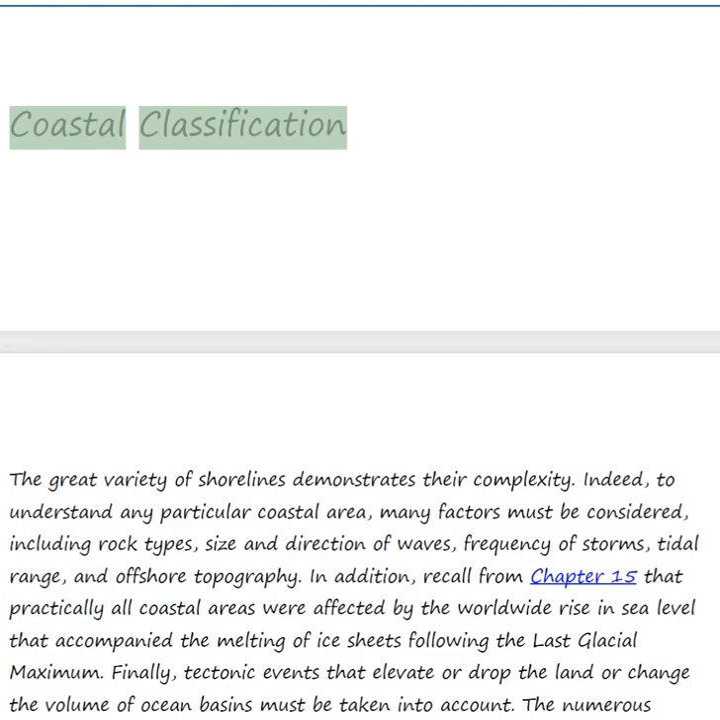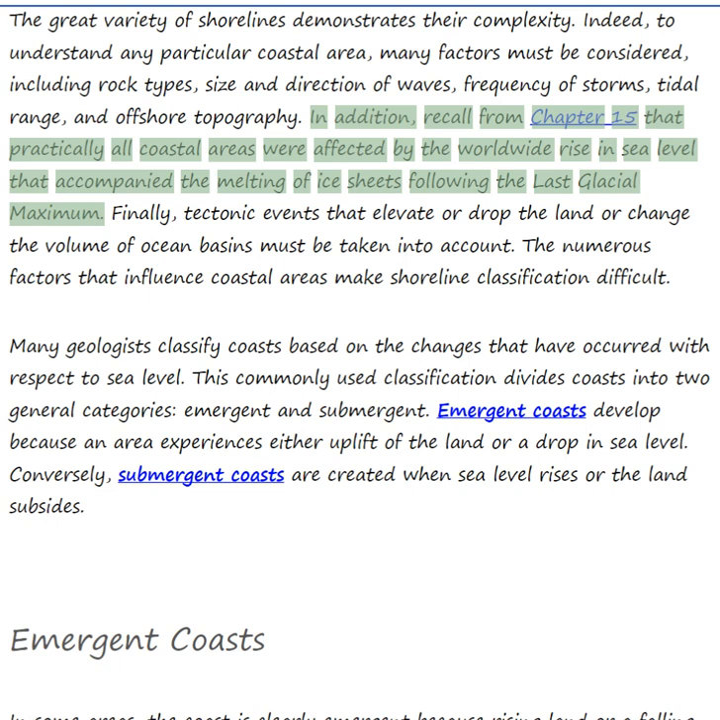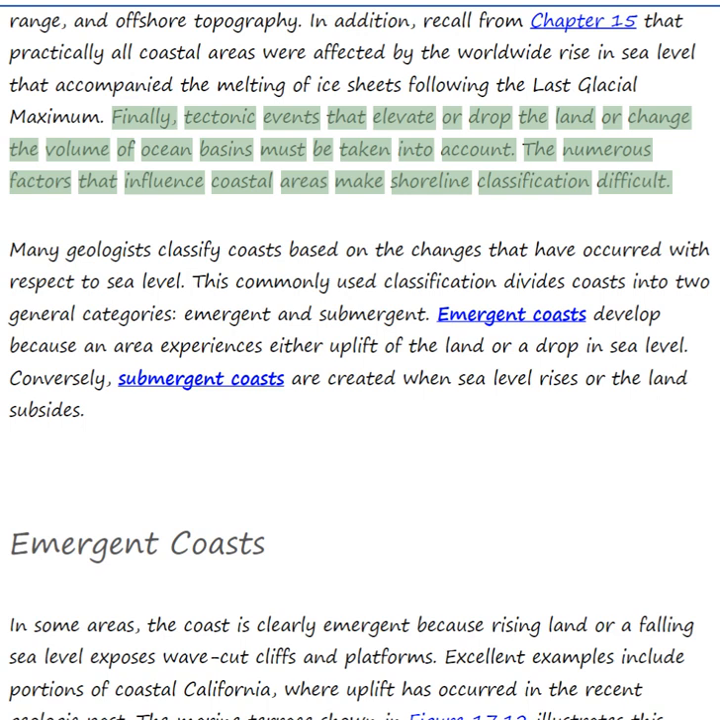Coastal classification. The great variety of shorelines demonstrates their complexity. Indeed, to understand any particular coastal area, many factors must be considered, including rock types, size and direction of waves, frequency of storms, tidal range, and offshore topography. In addition, recall from Chapter 15 that practically all coastal areas were affected by the worldwide rise in sea level that accompanied the melting of ice sheets following the last glacial maximum. Finally, tectonic events that elevate or drop the land or change the volume of ocean basins must be taken into account. The numerous factors that influence coastal areas make shoreline classification difficult.